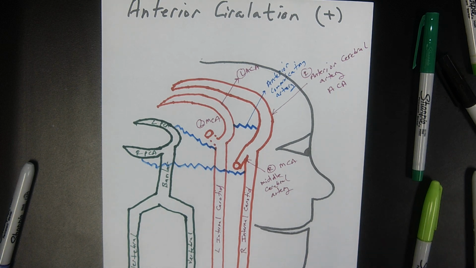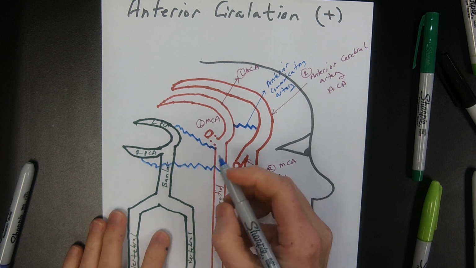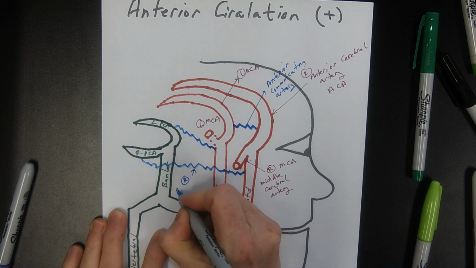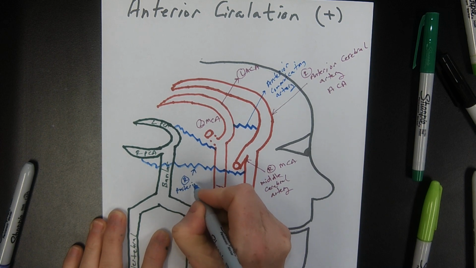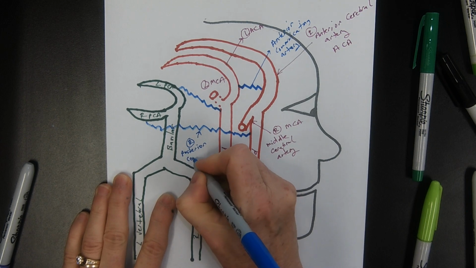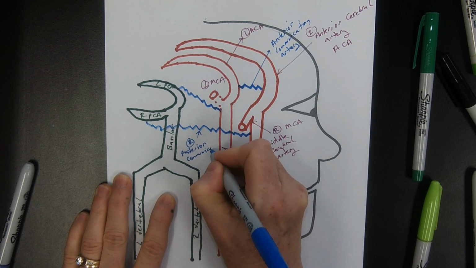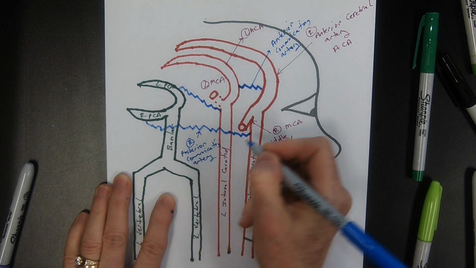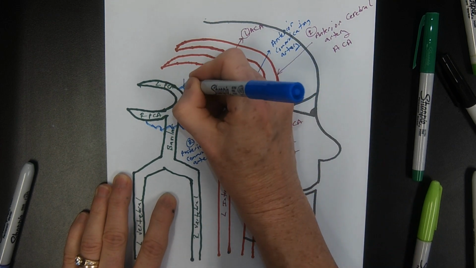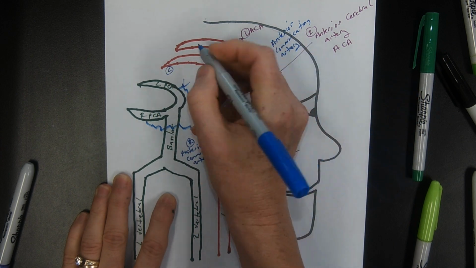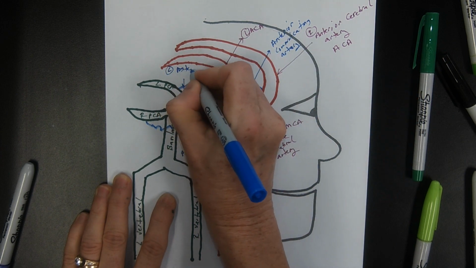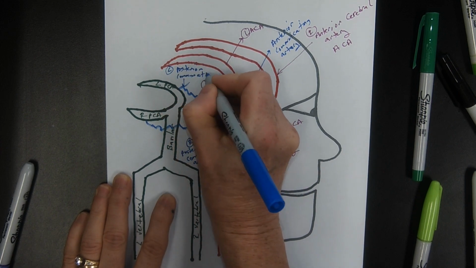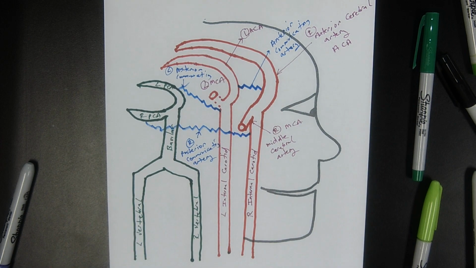So there's going to be a right posterior communicating artery, and a left posterior communicating artery. Right, left posterior communicating arteries.